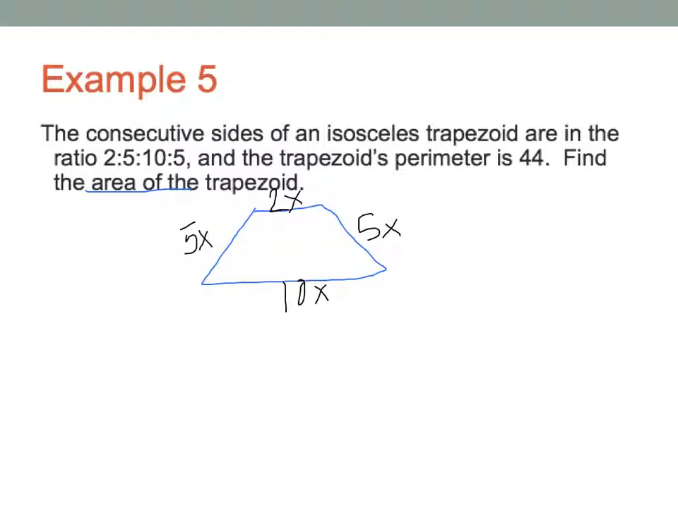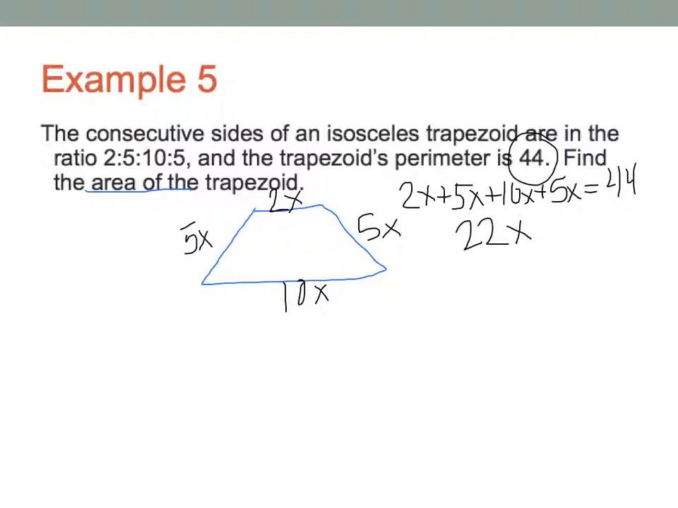Now let's find the area. I'm given the perimeter is 44. I'm going to take a sum of my 2x plus 5x plus 10x plus 5x and equal that to my perimeter. Simplify it and I get 22x equals 44, and now x equals 2. Am I finished? Nope, because they're asking me for the area. So now let's write in these sides.